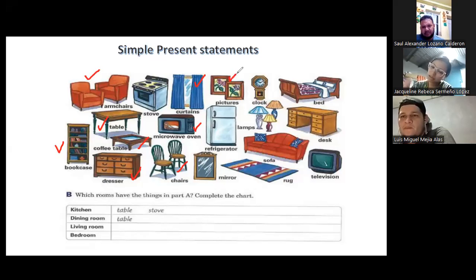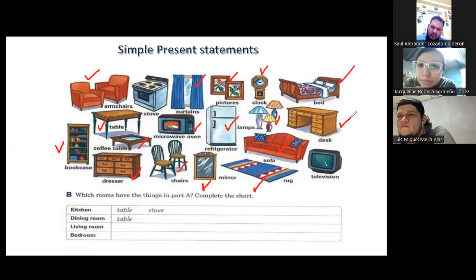Look at the pictures. We have a refrigerator, so you can focus on the pronunciation. Mirror over here, so you can check the mirror. The rug. Some houses, you know, have some rugs. And also we have a sofa. We have the lamps. The clock. Look at this. And also we have the bed.